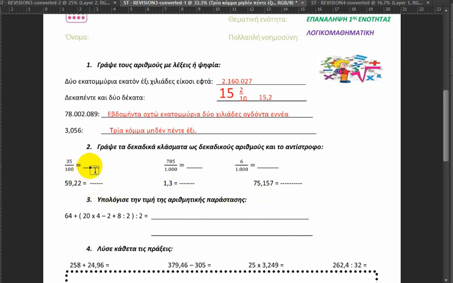So 35/100ths is going to be 0.35. 785/1,000ths is going to be 0.785. 6/1,000ths is going to be 0.006. 59.22 is going to be 5,922 over 100. 1.3 is going to be 13 over 10. And 75.157 is going to be 75,157 over 1,000.